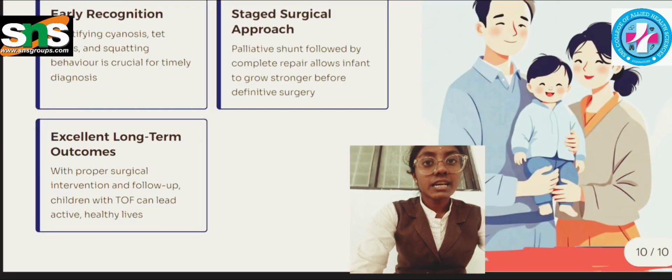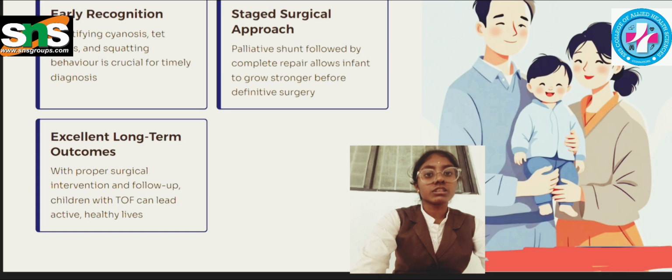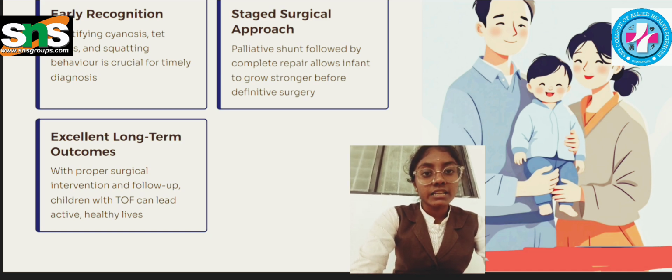Key takeaways. Early recognition: identify cyanotic spells; squatting behavior is crucial for timely diagnosis. Surgical approach: a palliative shunt followed by complete repair allows the infant to grow stronger before definitive surgery. Excellent long-term outcomes: with proper surgical intervention and follow-up, children with TOF can lead active, healthy lives.